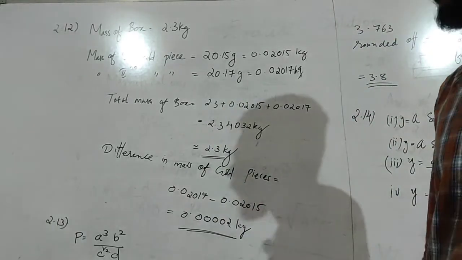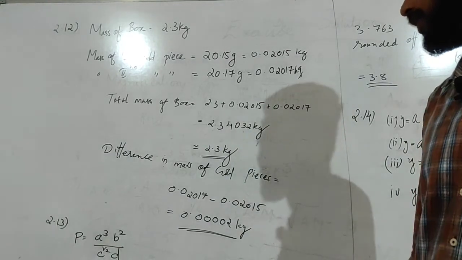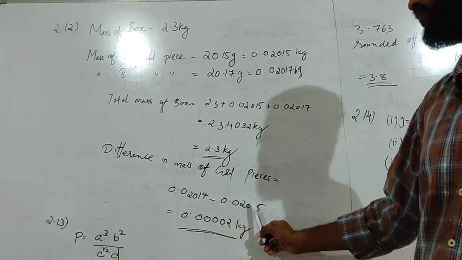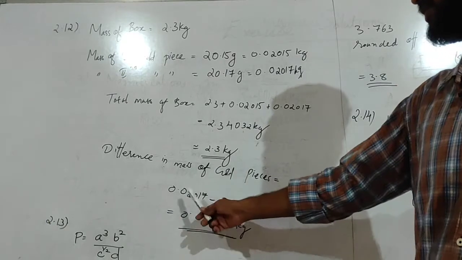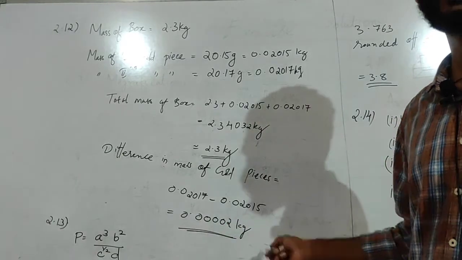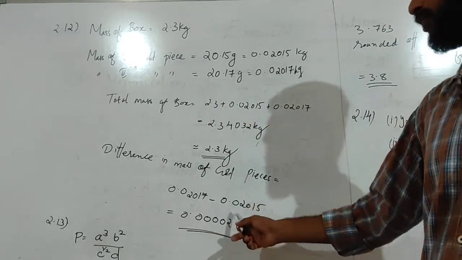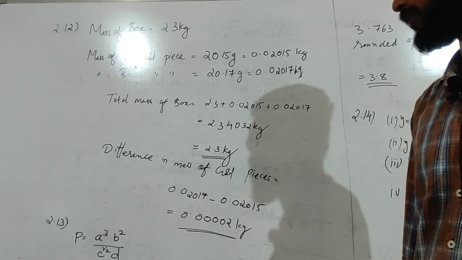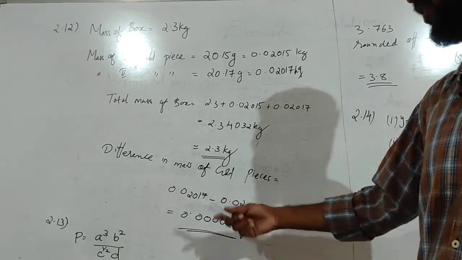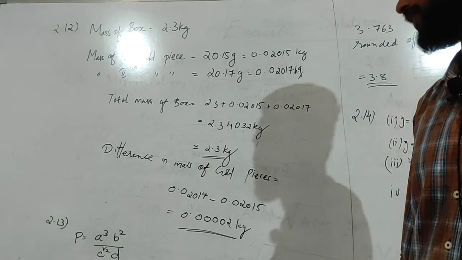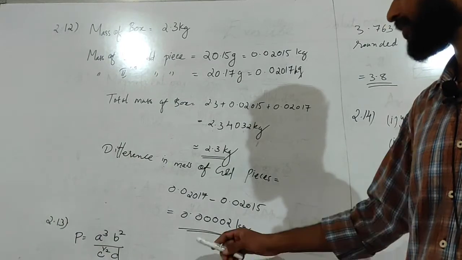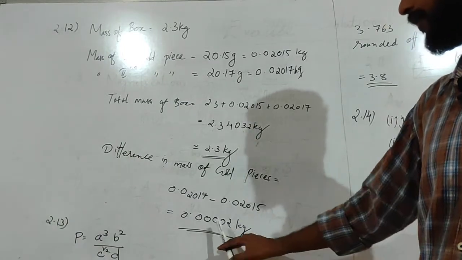Now the difference in mass of the gold pieces is the second question. So the answer will be 0.02017 minus 0.02015. Okay. So 0.02017 minus 0.02015 is actually 0.00002 kilograms. In grams it will be 0.02 gram. Okay. So that will be the answer. If you are rounding off to the significant figure number, then there will be no difference. So that means it will become 0. So let us consider this value as it is.